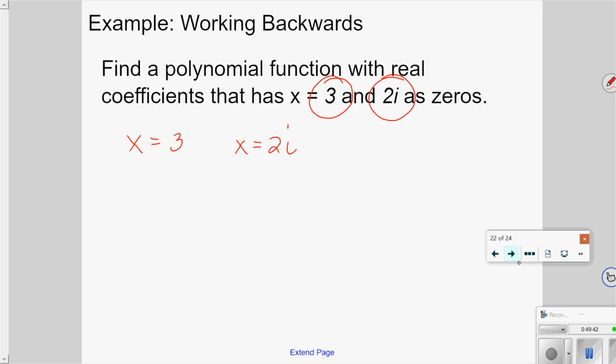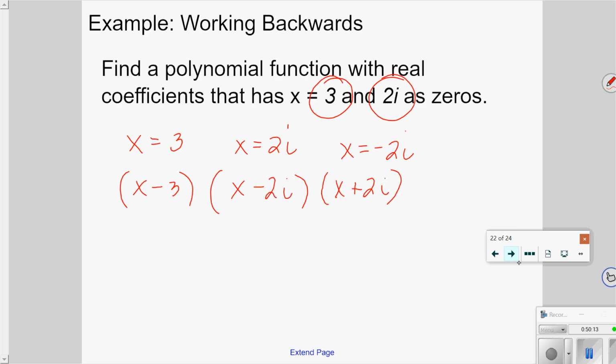What did we just say before lunch, though? If it has positive 2i, it has negative 2i as well. So I don't have to list it in the directions. You just automatically have to do that. So same deal. I'm going to bring that 3 to the other side. I'm going to bring that 2i to the other side. I'm going to bring that 2i to the other side.